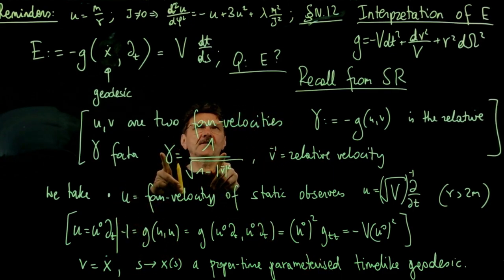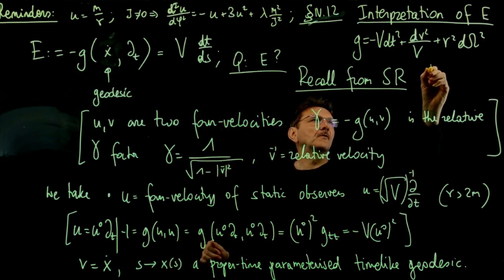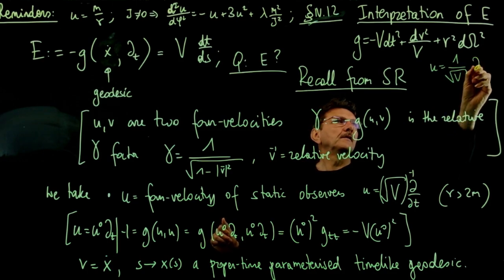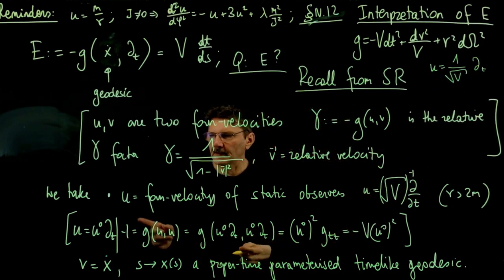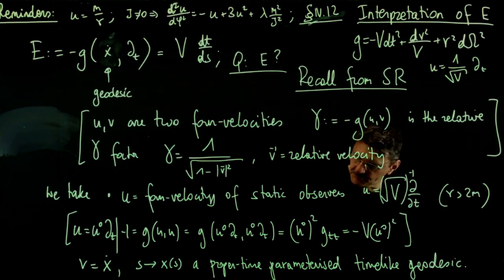so we have this gamma factor. We're taking u equal to 1 over the square root of v dt, and taking the scalar product with the tangent to the geodesic.